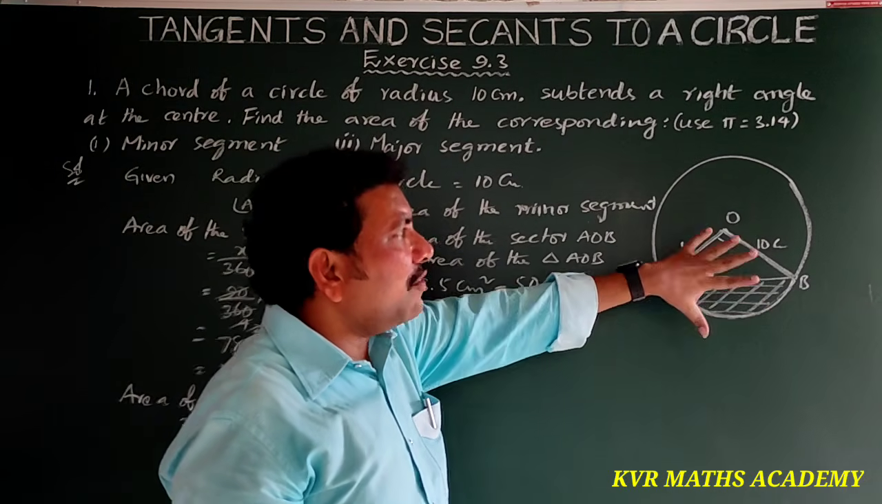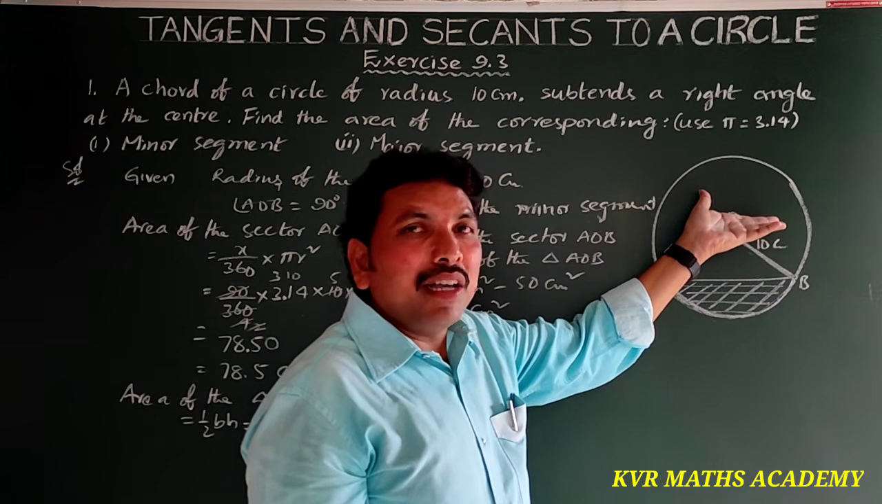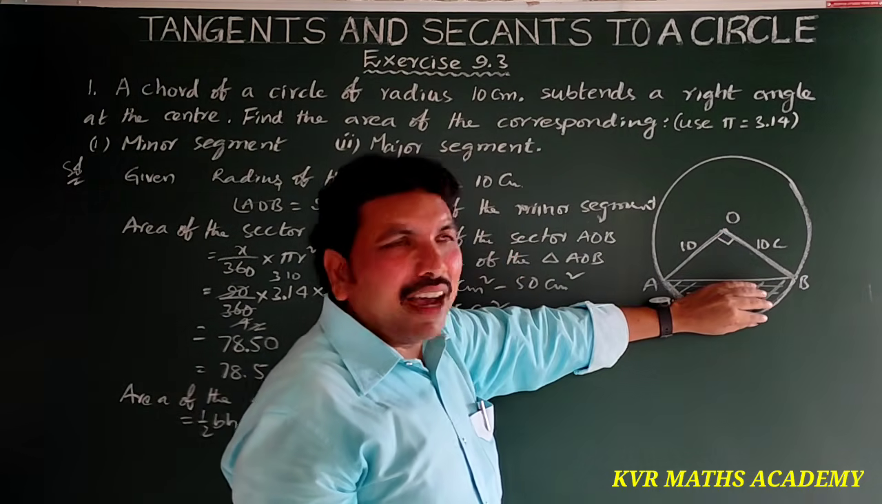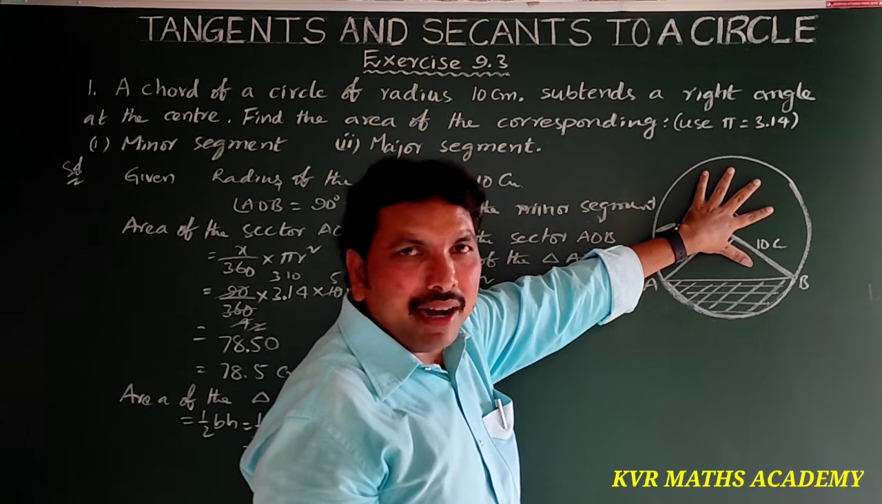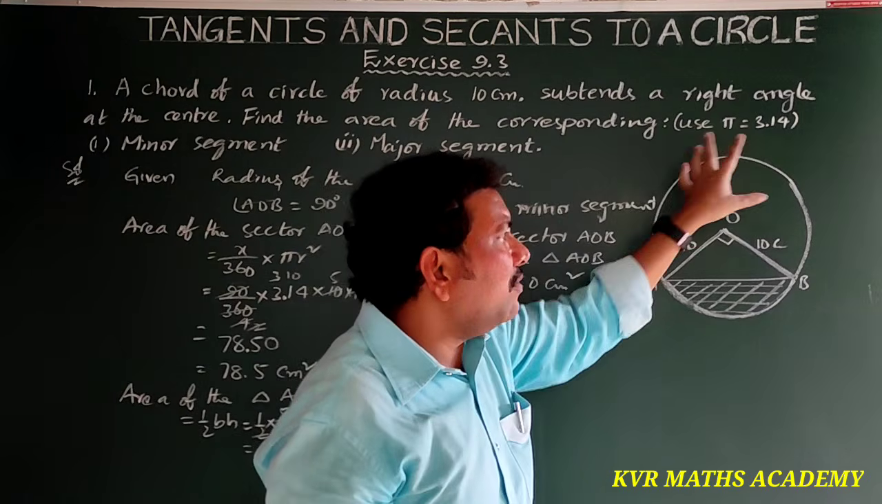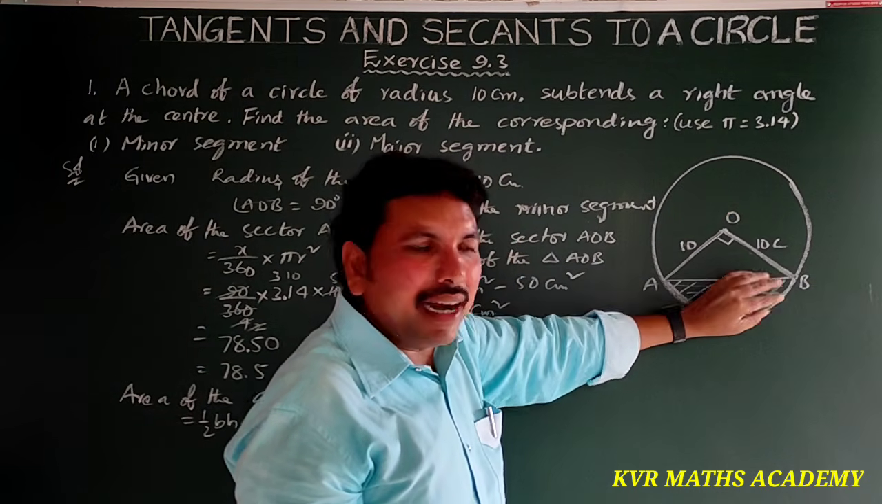So again we have to find the area of the major segment also. The area of the major segment, how can you find it? Yes, area of the circle minus area of the minor segment. We have to find the area of the major segment now. So that is equal to area of the circle minus area of the minor segment, right?